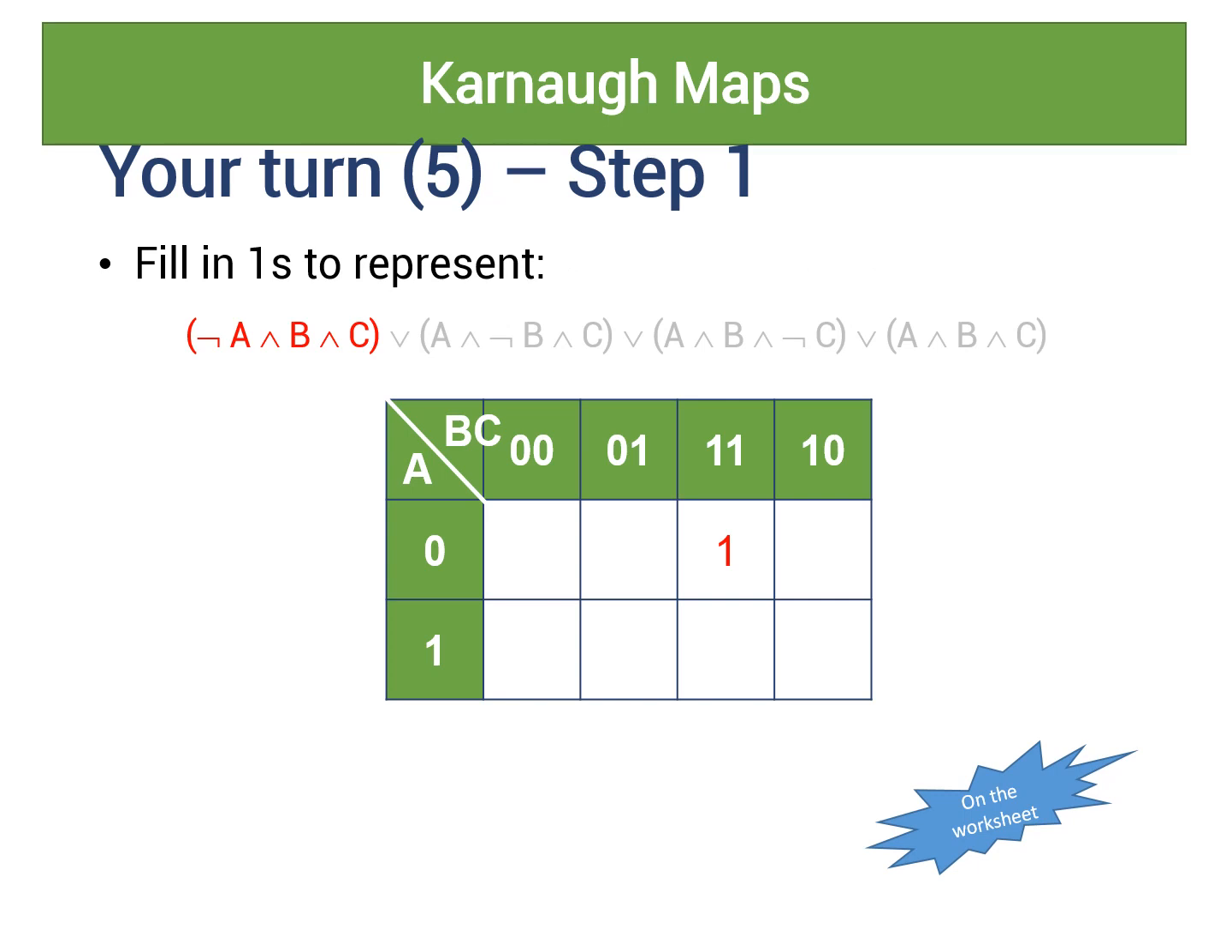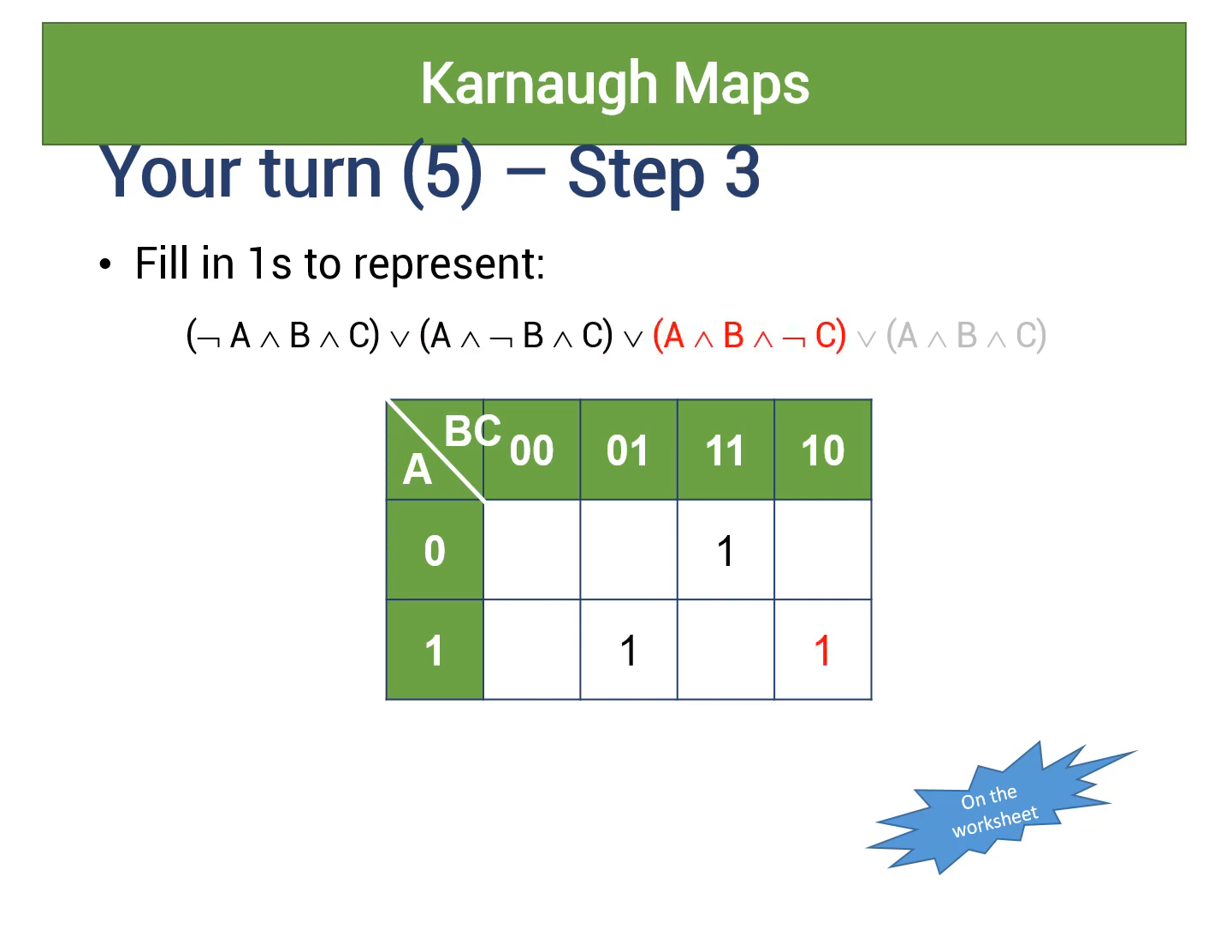So first of all, let's have a look at not A and B and C. So B and C have to be on, so you can look down that column where B and C are both 1. And for not A, well, not A would be 0, so we can put a 1 inside this box just here. Here's the second part, A and not B and C. So A and C both have to be on, and not B. So where B is a 0, C is a 1, and A is a 1. And you can put that value into our Karnaugh map.